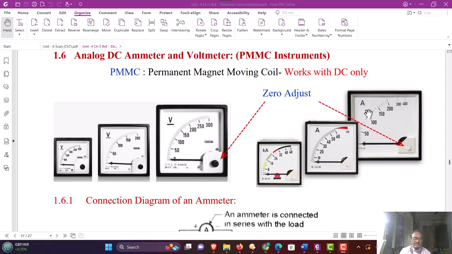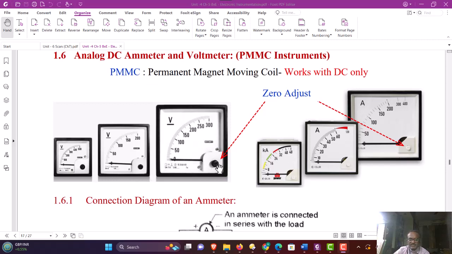The dial will be marked in terms of voltage. The lower position is shown as 0 volt and the higher position will decide the maximum range of that particular voltmeter. The same is the case with the ammeter. They are available with different physical sizes also.